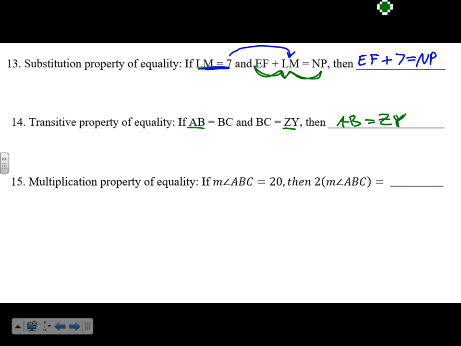Multiplication property. If the measure of angle ABC is 20, then 2 times 20 is 40. Again, I know that looks a little bit like substitution. I get it. The good news is for this one, you would have gotten it right anyway.